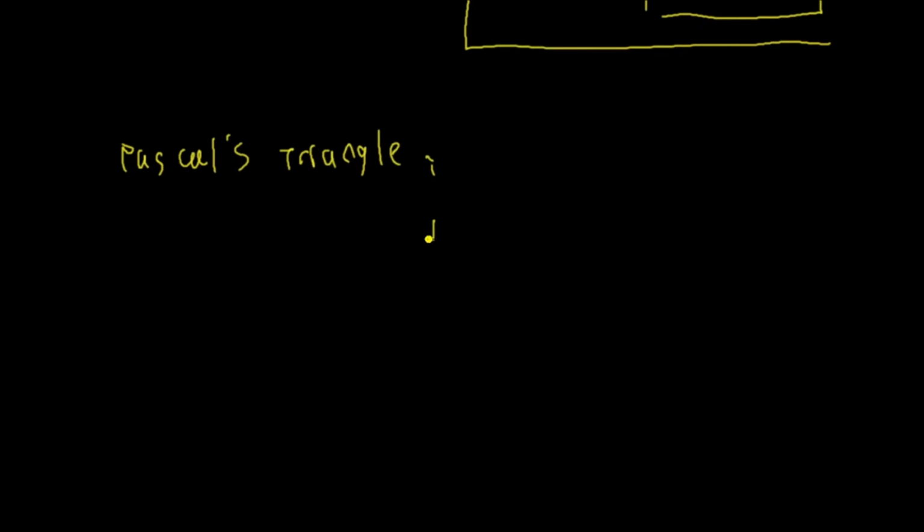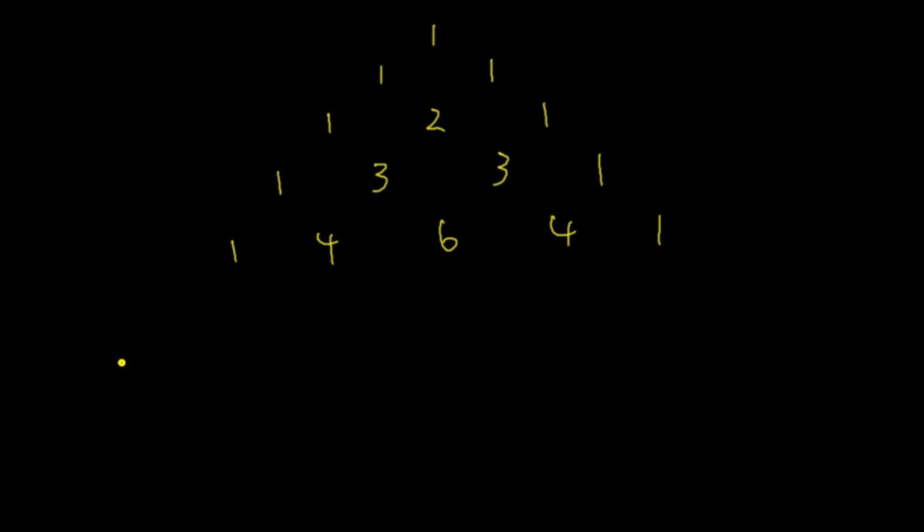So let's see. I'm going to write this 1, 1 and 1. 1 plus 1 is 2, and then 1, then 1 on the side. 1 plus 2 is 3, 2 plus 1 is 3, and then 1 on the side. Then 1 plus 3 is 4, 3 plus 3 is 6, 3 plus 1 is 4, and then 1 on the side. I think we can stop here right now, because we know that we're expanding this polynomial, a plus b to the power of n, and we know that n is equal to 4 in this case.